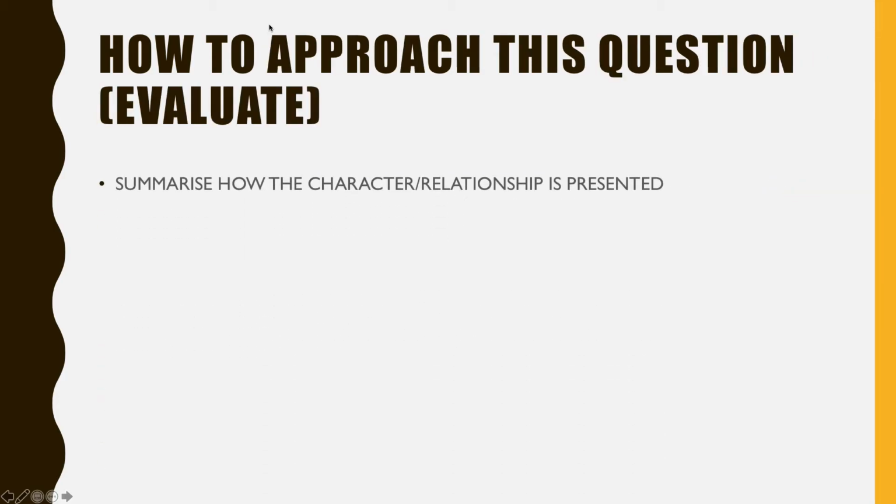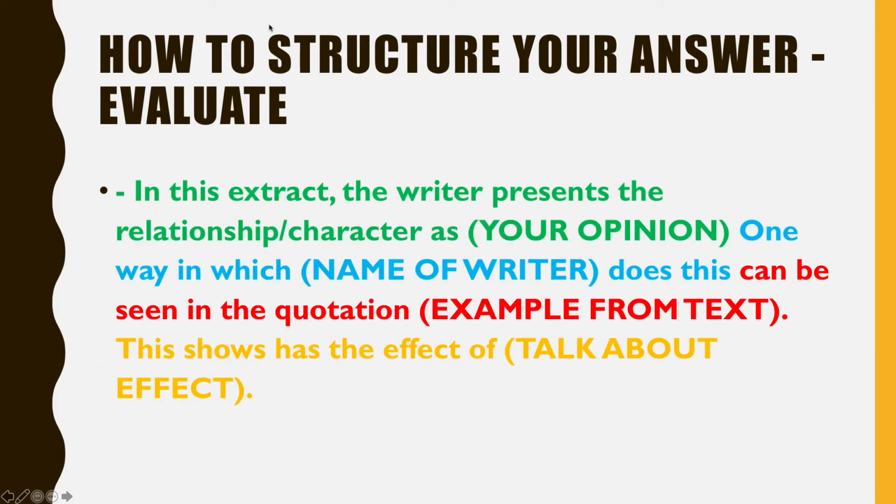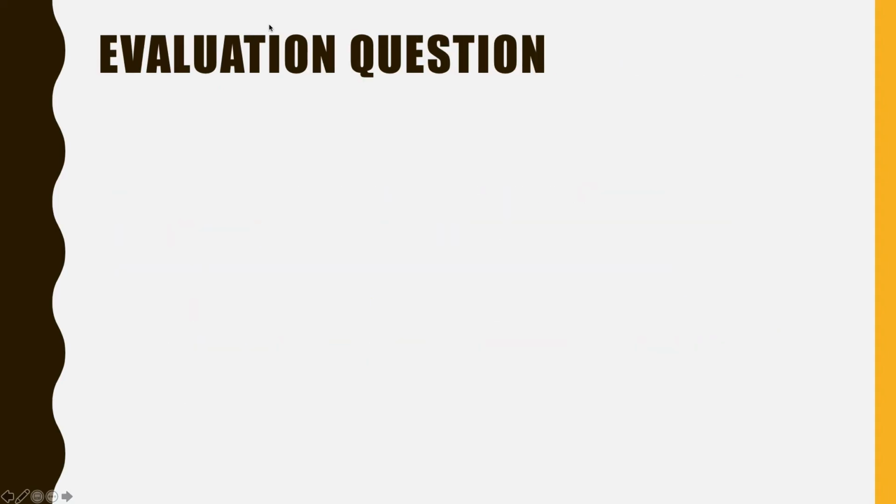If it's an evaluation question, like I say, if it asks you to evaluate how the character or the relationship is presented, you need to summarise what you feel about that character. And then think, how does the writer create that impact, that effect? What techniques does the writer use? What language? What quotations? What do you think and feel about it? We've got another example here: in this extract, the writer presents the relationship or the character as, and then whatever you think about it. One way in which the writer does this can be seen in, which has the effect of whatever it might be.